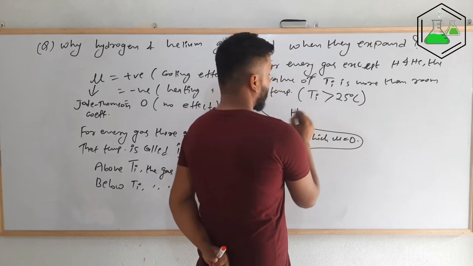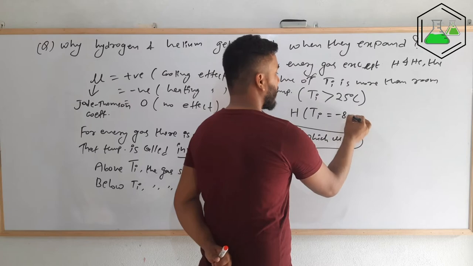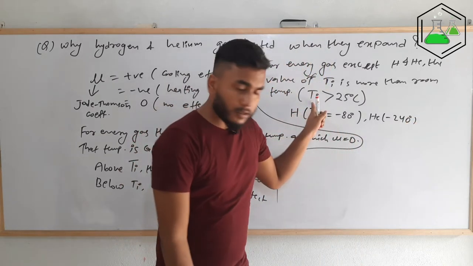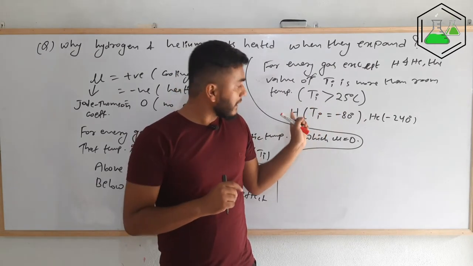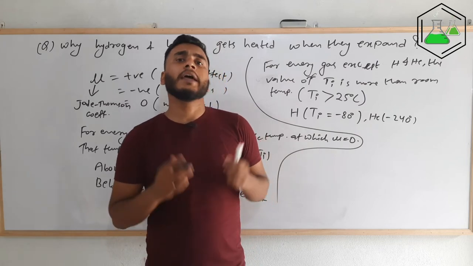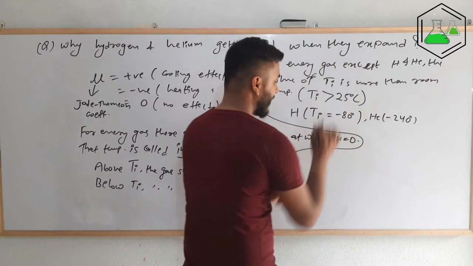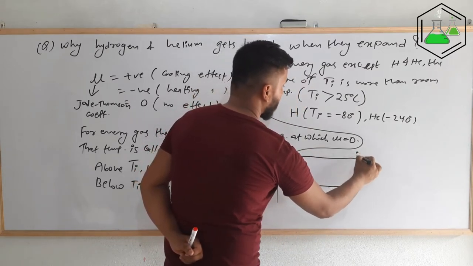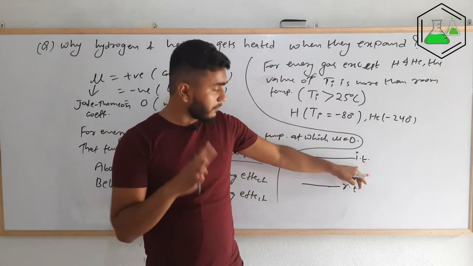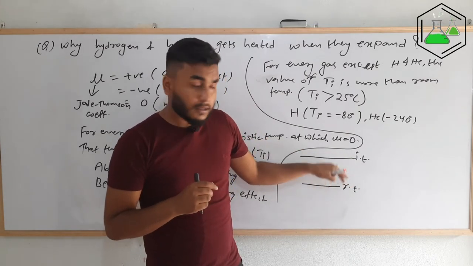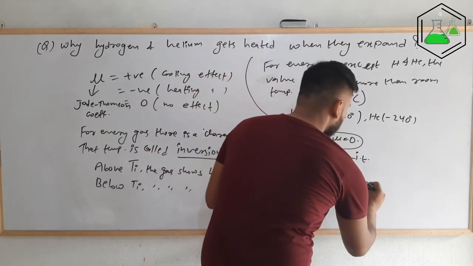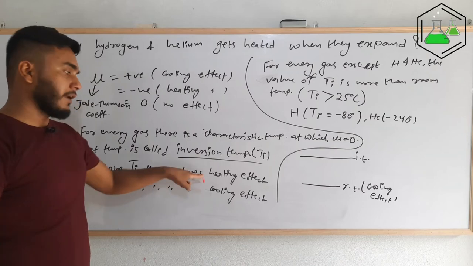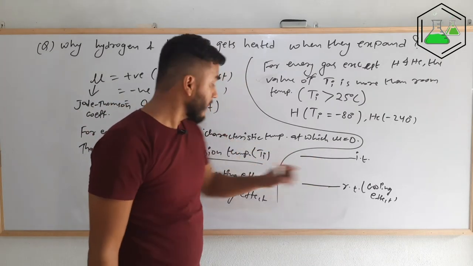But on the other hand, the temperature of inversion of hydrogen is minus 80 degrees Celsius and that of helium is minus 240 degrees Celsius. So as you can see, the inversion temperature of all the other gases is more than room temperature, and that of hydrogen and helium is less than room temperature. If we are doing the experiment at room temperature, then for real gases the gas is below its inversion temperature, so it will always show a cooling effect. Above TI, the gas shows a heating effect, but below TI, it shows a cooling effect.